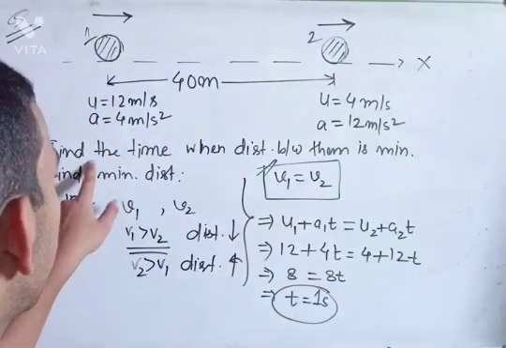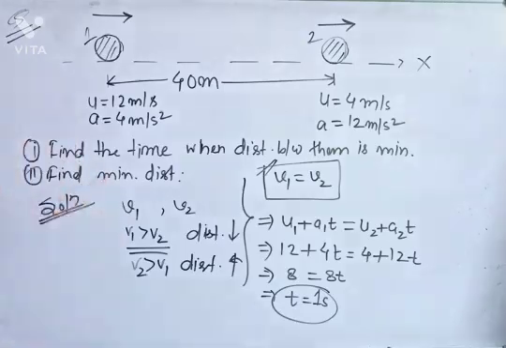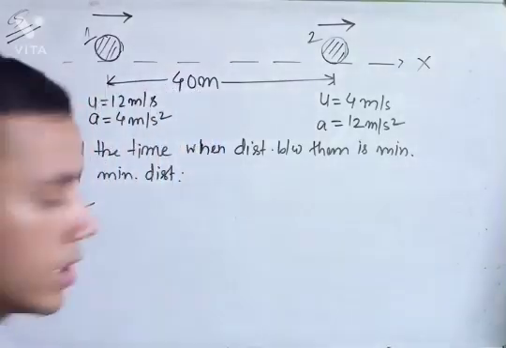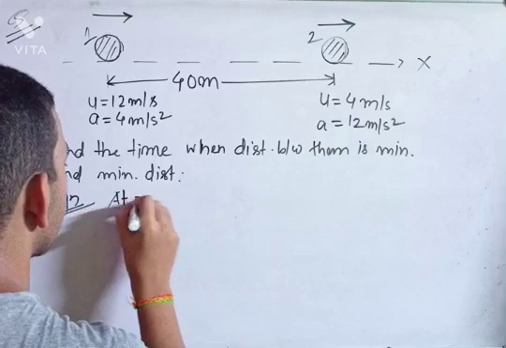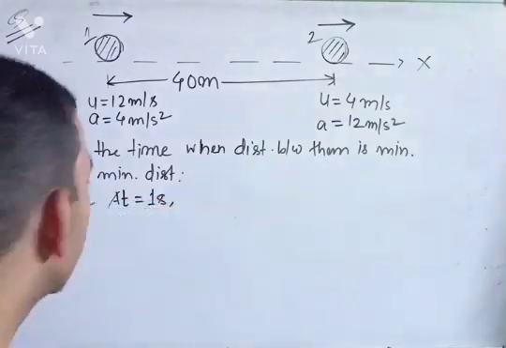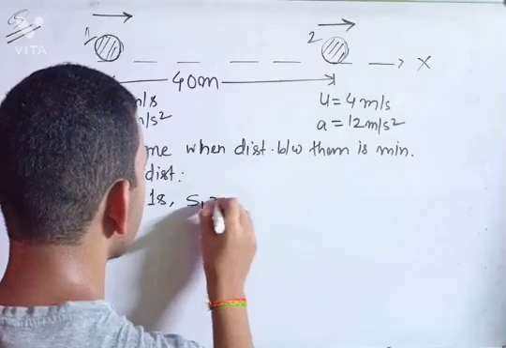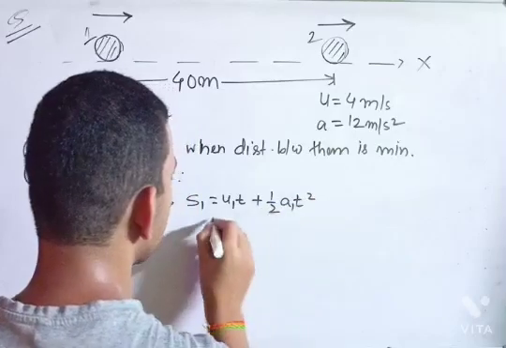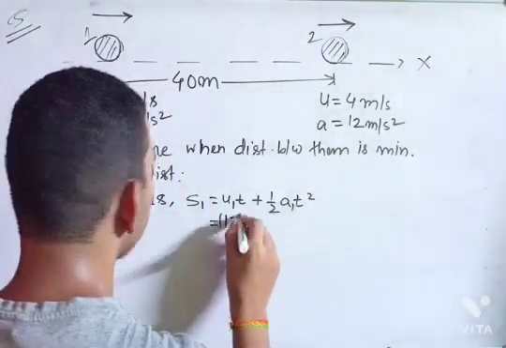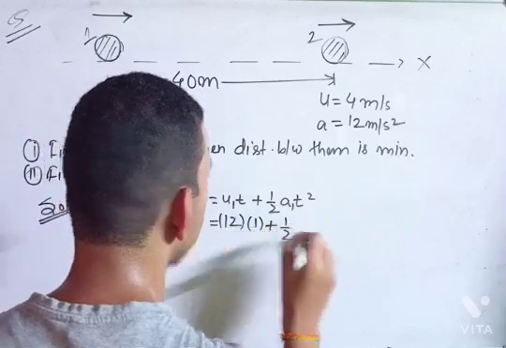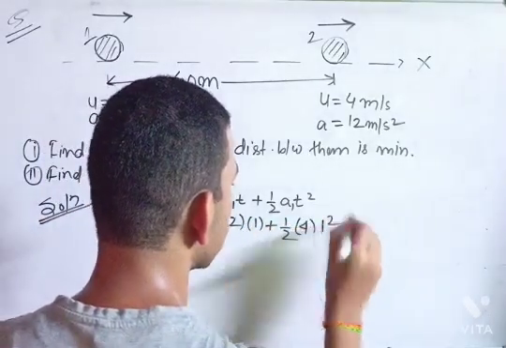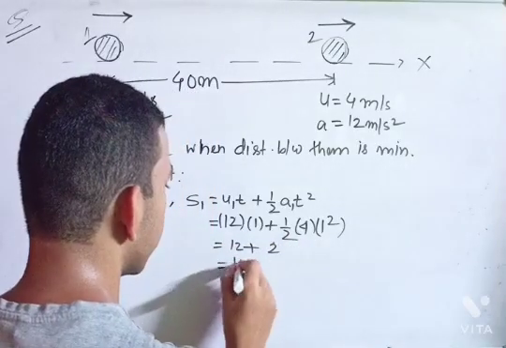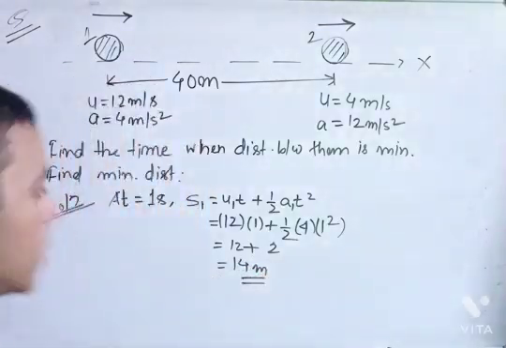Now we have found the first part. Now let's find the minimum distance. For that we have to find the displacements of both the particles. After t is equal to 1 second, the displacement of the first particle s1 is equal to u1 times t plus half of a1 times t square. So we have u1 is 12, t is 1, plus half of a1 is 4 times 1 square. So we have 12 plus 2, so we are getting 14 meter. This is the displacement of the first particle.